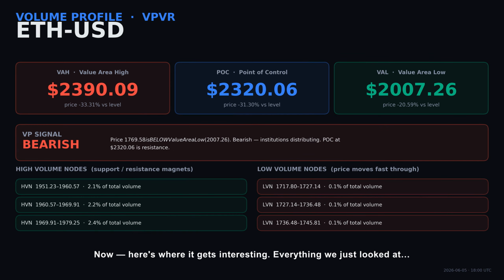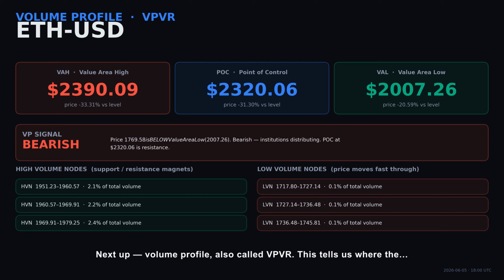Next up, volume profile, also called VPVR. This tells us where the highest traded prices are sitting, which acts as a magnet for future price action. The point of control, the most traded price, is at $2,320.06. The value area runs from 2007.26 on the low side to 2,390.09 on the high side, meaning 70% of all volume traded inside that zone. The signal here is bearish. Price 1769.58 is below value area low, 2007.26. Bearish.